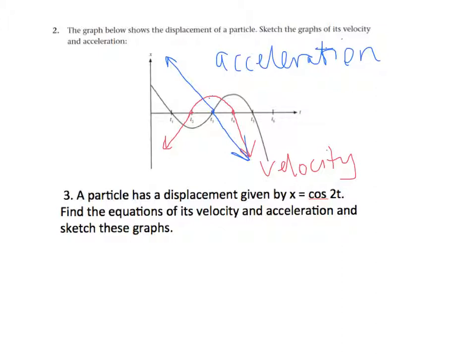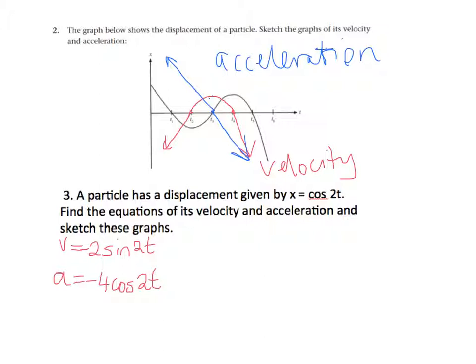Last example, a particle has displacement given by x equals cos 2t. Find the equations of velocity and acceleration and sketch these graphs. Okay, so velocity is going to equal the derivative of cos 2t, and remember the derivative of cos is negative, so it'll be negative 2 sine 2t. And the acceleration is the derivative of negative 2 sine 2t, so the derivative of 2t is 2, times by 2, negative 4, and then goes back to cos 2t.